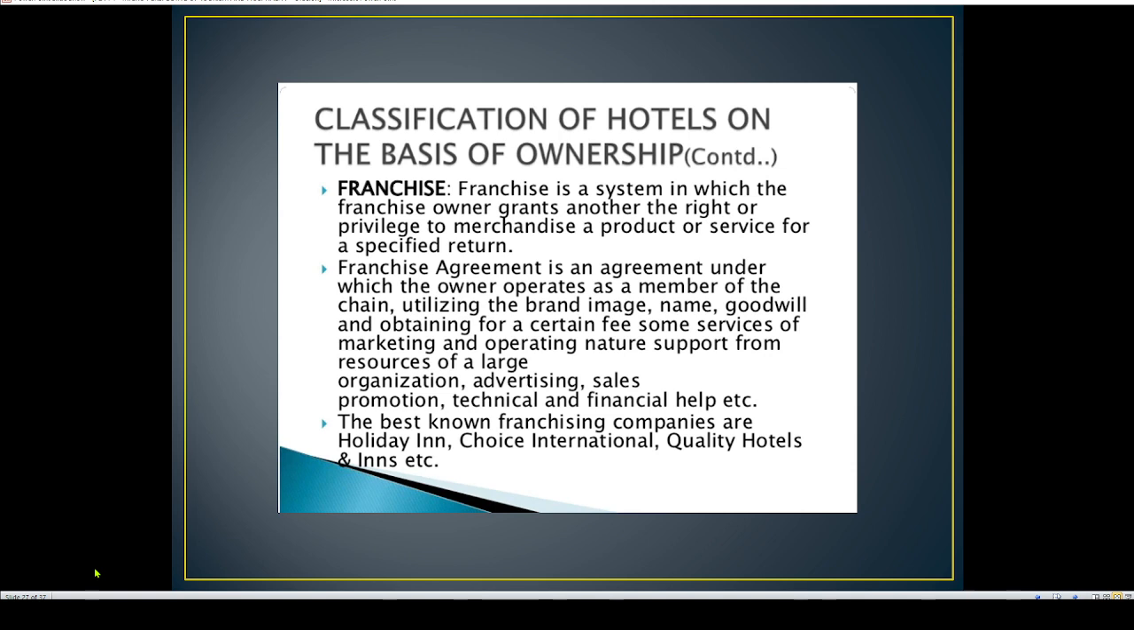Okay, when we are talking about franchise, a franchise is a system in which the franchise owner grants another the right or privilege to merchandise a product or service for a specified return. A franchise agreement is an agreement under which the owner operates as a member of the chain, utilizing a brand image, name, and goodwill, and obtaining for a certain fee some services of a marketing and operating nature, support from the resources of the large organization, advertising, sales promotion, and technical and financial help. The best known franchising companies are Holiday Inn, Choice International, Quality Hotels, and other inns.